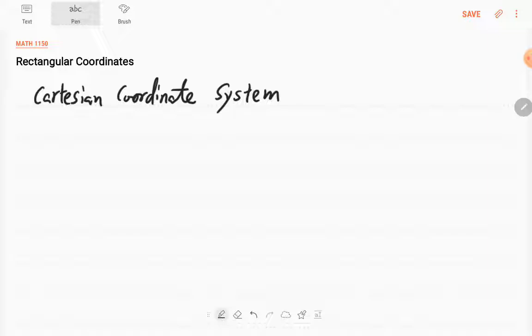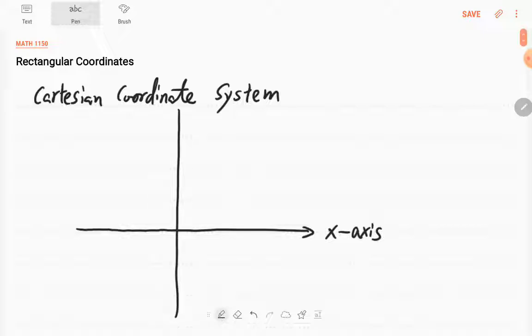It is composed of two lines. One is a horizontal line, which represents the x-axis. Another one is the vertical line. This is called the y-axis.